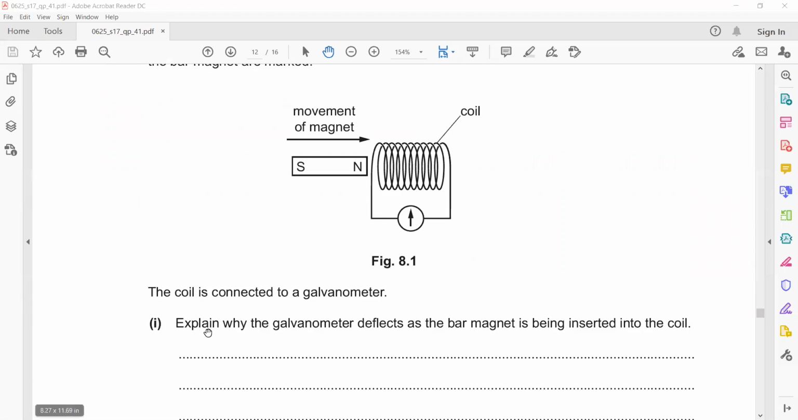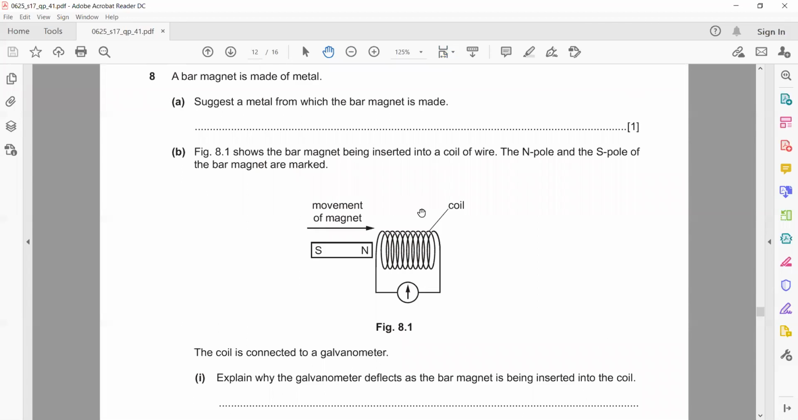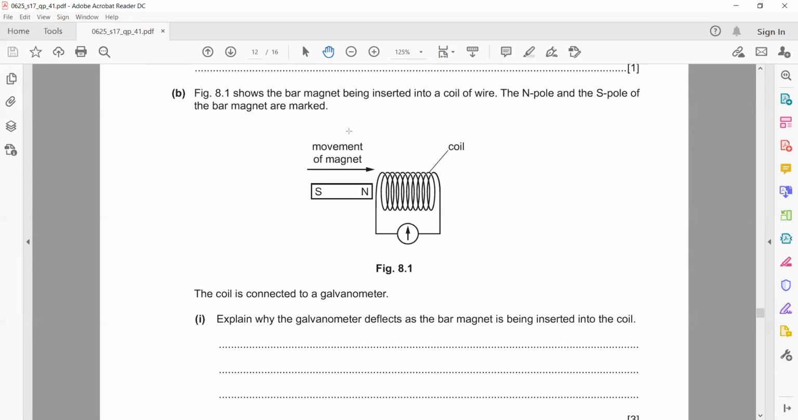8B1. Explain why the galvanometer deflects as the bar magnet is inserted in the coil. So when the bar magnet is inserted in the coil, there is a change in the magnetic field. Because the idea is that whether you move the magnet towards the coil or away from the coil, the movement of the magnet will produce a change in the magnetic field. And what is the effect of a change in the magnetic field? A change in the magnetic field will induce EMF.